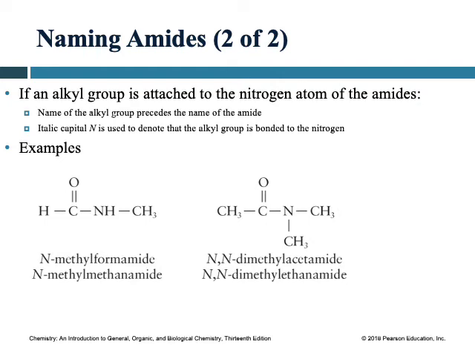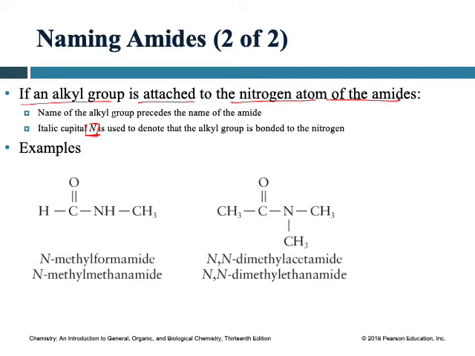So now let's try to solve some more problems on how to name an amide. The second rule is, if an alkyl group is attached to the nitrogen atom of the amide, you have to use the prefix N, right? It's the same thing that we use in amines. So let's try to solve some of the naming based on this rule.